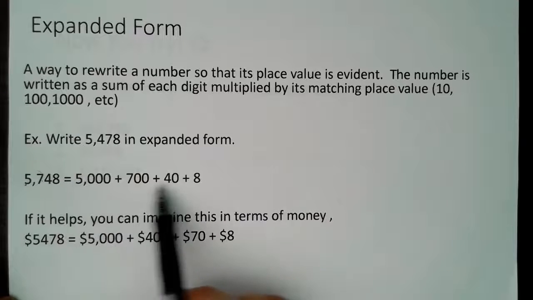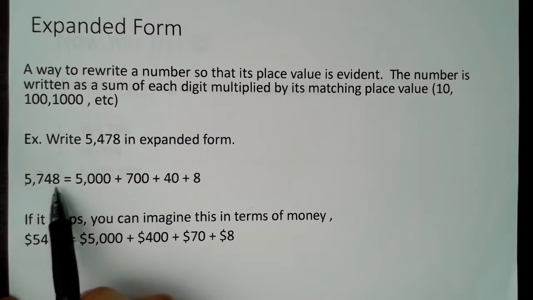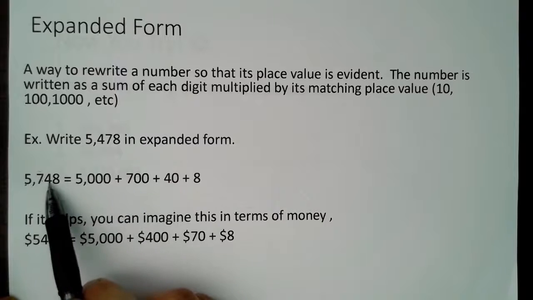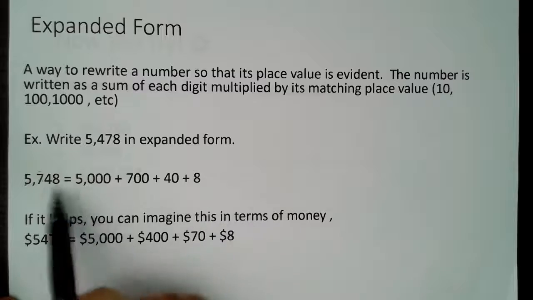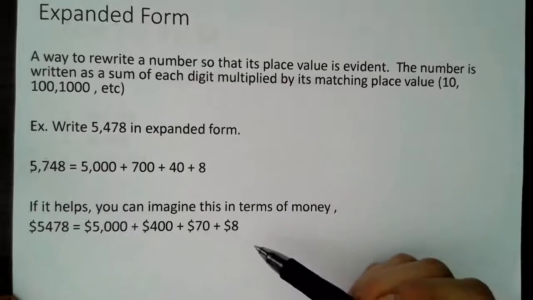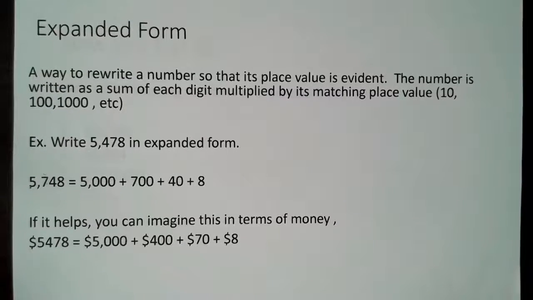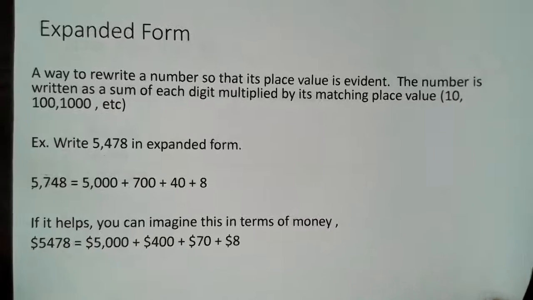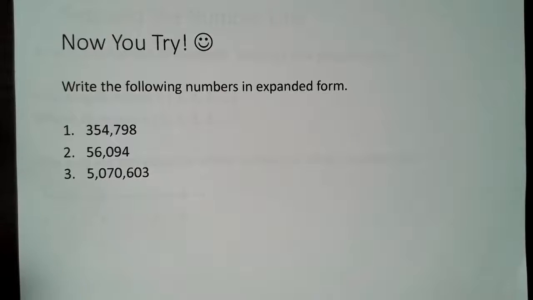So that's basically what you would do. Notice that 5 is in the thousands place. There are 3 places after it, so there are 3 zeros. Then 700 has 2 zeros, 40 has 1 zero, and there are no zeros in the ones place. Okay. If it helps, you can also imagine this in terms of money. It might make it easier to visualize. Okay, so now you try. Go ahead and take a second to pause this and write the numbers in expanded form, and then unpause.